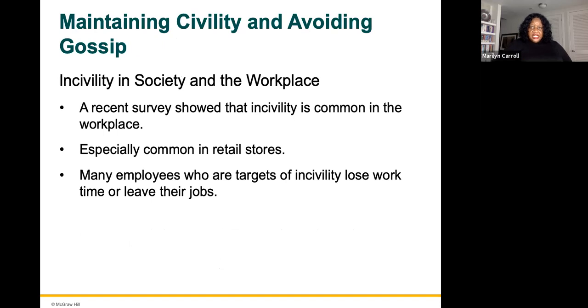So, what about maintaining civility and avoiding gossip? Incivility in society and the workplace. A recent survey showed that incivility is common in the workplace, especially common in retail stores. Many employees who are targets of incivility lose work time or leave their jobs. Incivility is a major concern. I wrote an article about incivility, and so I'll have to find that and see if I can share that with you.